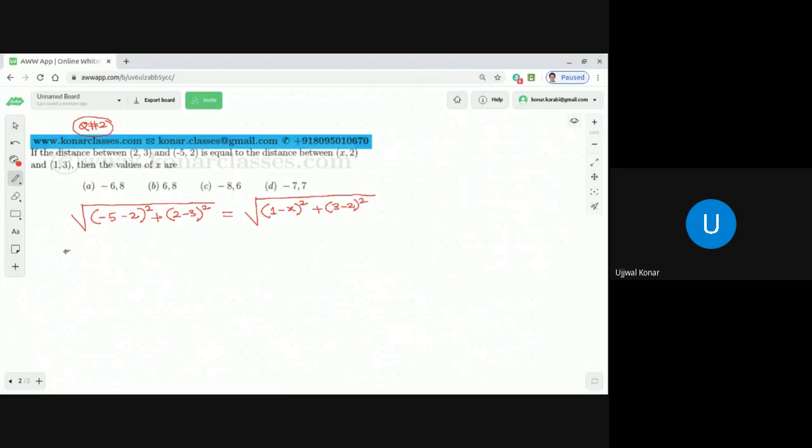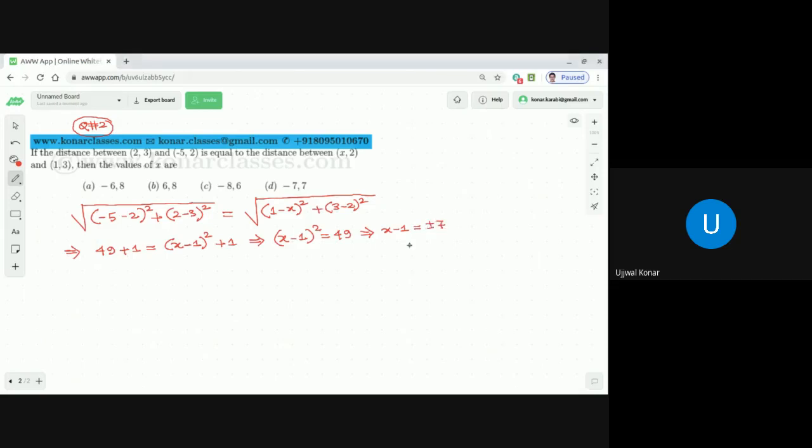So if we make a square of both the sides, that becomes 49 plus 1 in the left hand side, and in the right hand side we get x minus 1 whole square plus 1. So from here what we get is that x minus 1 whole square is equal to 49. That implies x minus 1 is equal to plus minus 7.